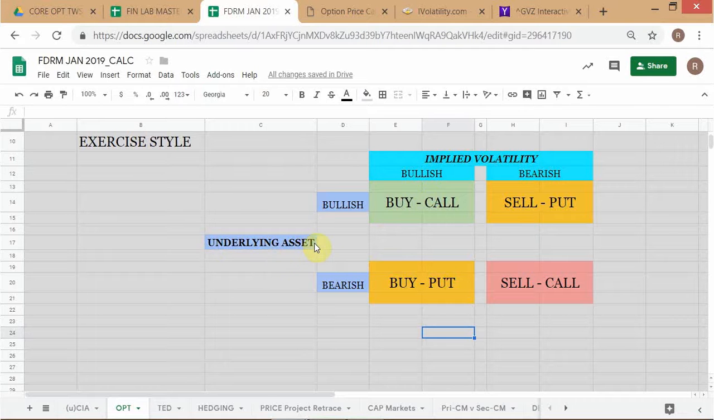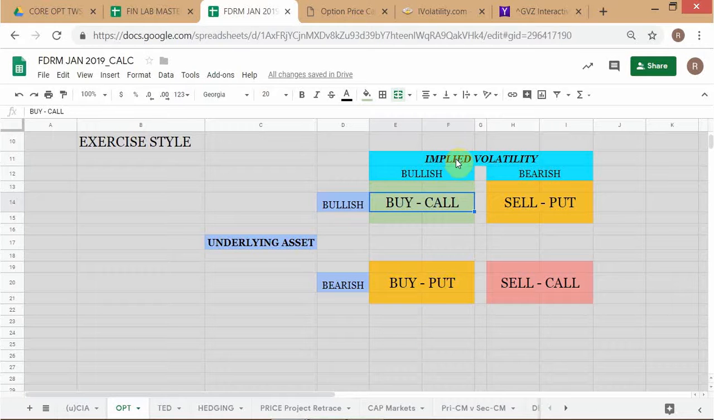Underlying asset, obviously we can have a bullish view or a bearish view. So what did you see? Let's take the example that I started with. Okay, what was my view? My view on the underlying asset was bullish, and my view on IVOL was also bullish. Okay, so therefore what is my decision? It's to buy a call. So this is your decision matrix. You got to get familiar with this matrix, but see how it makes sense.